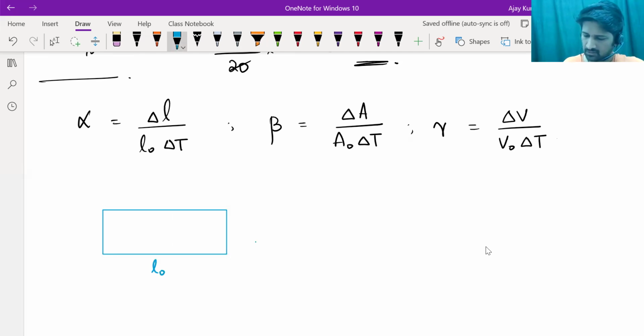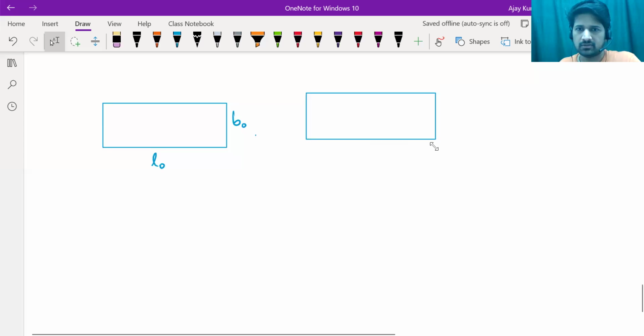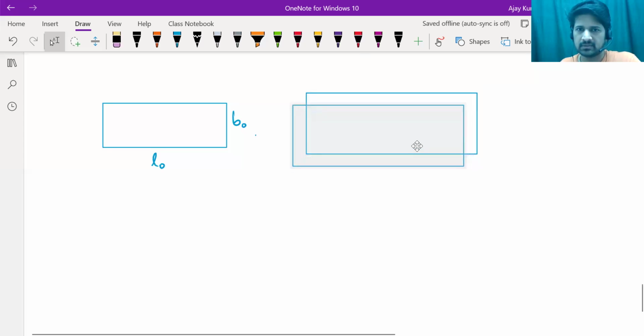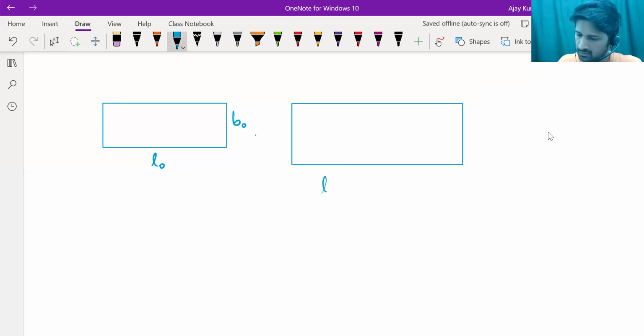Let's say original length is L naught and original breadth is B naught. If it undergoes thermal expansion, length will change, breadth will also change. And that is how the area changes, right? So let's say it expands. Then the new length will be original length into 1 plus alpha delta t. New breadth will be original breadth into 1 plus alpha delta t.